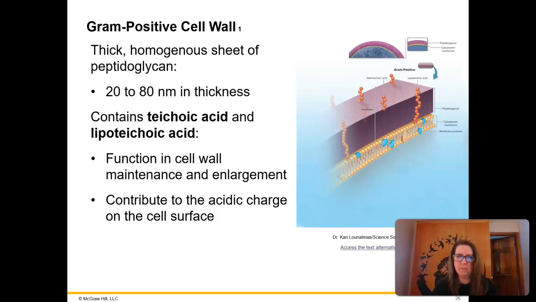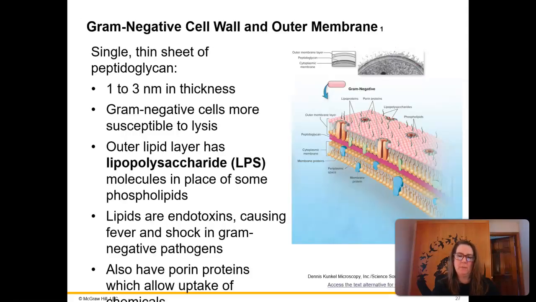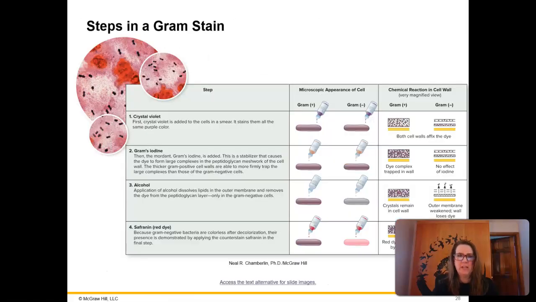I don't want to run out of time, but you see, obviously, the peptidoglycan layer is very thick in this organism, and we don't see lipopolysaccharides or LPSs to the outside of the peptidoglycan layer. In our gram-negative, we see it's just 1 to 3 nanometers, so it's so small. And these organisms are susceptible to what we call lysis, or bursting, because they don't have that big, thick layer. And then, of course, the outside layer has the lipopolysaccharides. You can read there, endotoxins, that lipid A can cause fever and shock in gram-negative pathogens when they invade your body. Okay, so let's take a look.